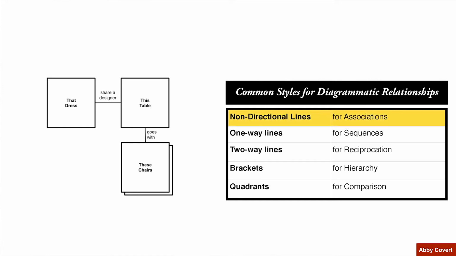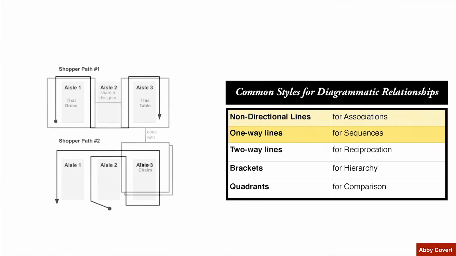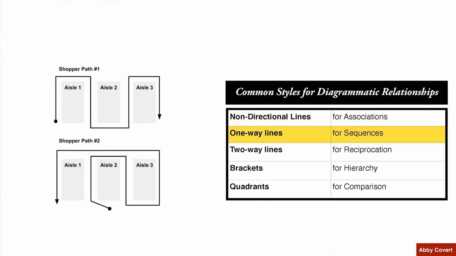The first is using non-directional lines to visualize associations. As I mentioned with the chips and cracker example, this type of line needs labeling more than the others. Consider whether you would have understood how dress and table were connected if I had not labeled them in this diagram. Next, we have one-way lines that are meant to show sequences. This means that there are set rules about the ways that a user can or should navigate something.